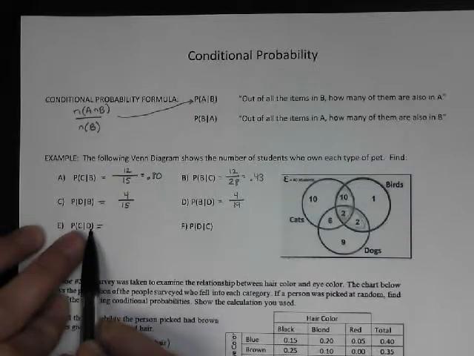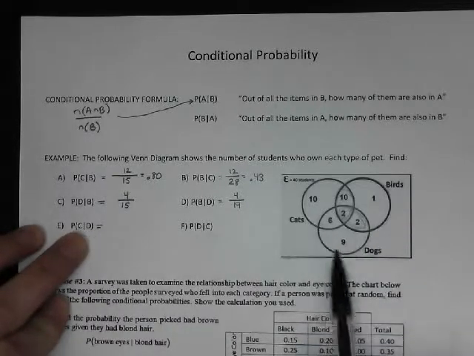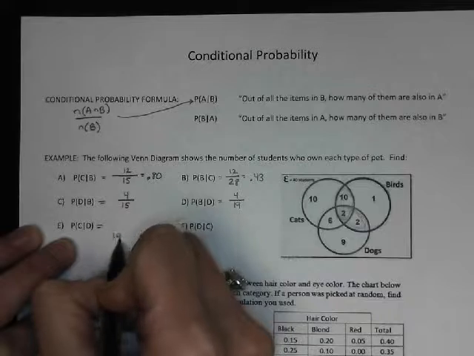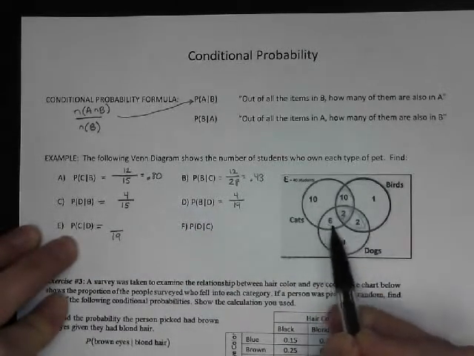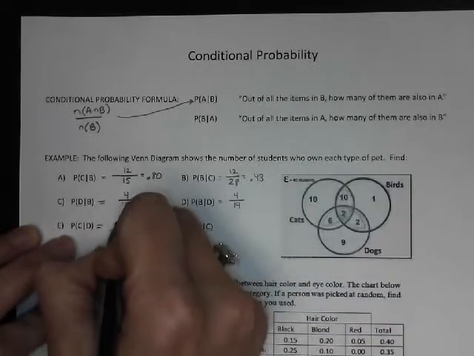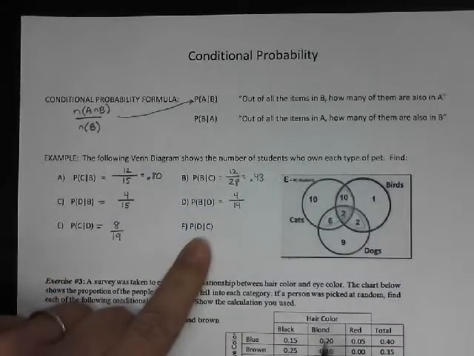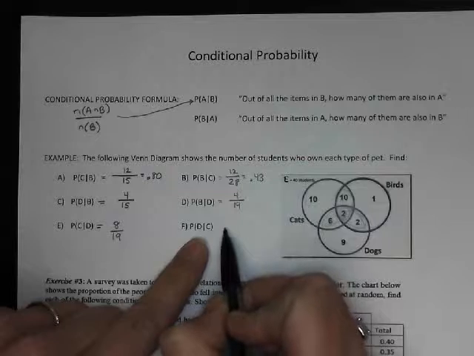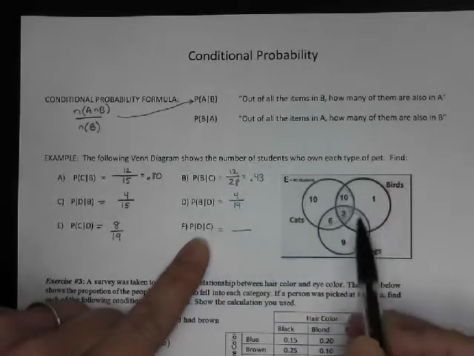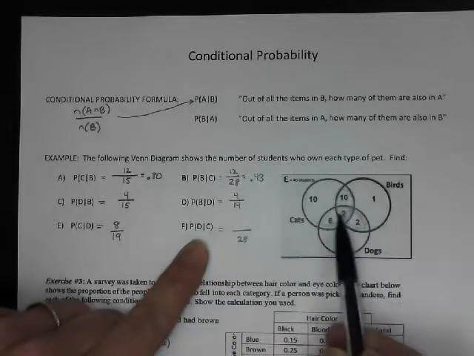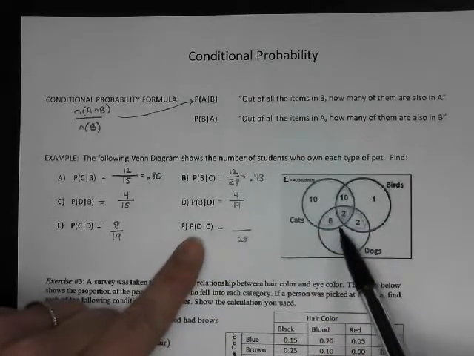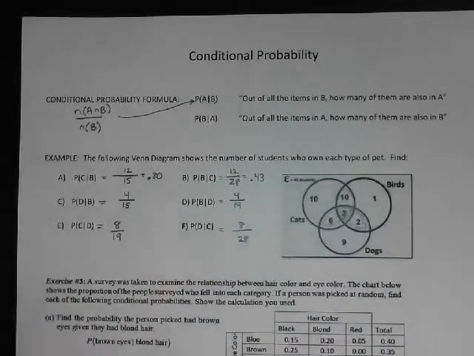Lastly, out of all your dog owners, so C given D, we've got 19 of those. How many of those dog owners also own a cat? These 8 right here. And out of all your cat owners, what's the probability of owning a dog? So where's my cat owners? We've got 28. Out of all of those, what's the probability that they also own a dog? 8.